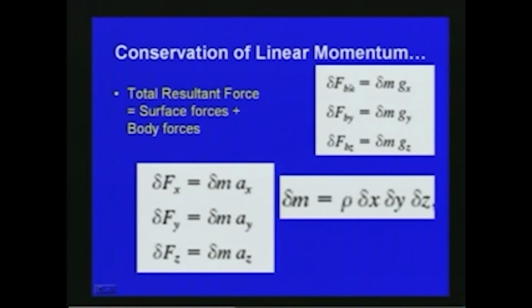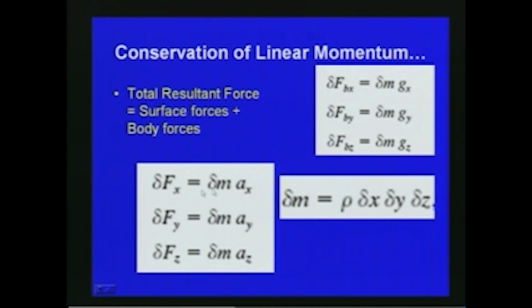Now as we have seen, the total forces include surface forces and body force. The body force, as I mentioned, is with respect to the acceleration due to gravity, which we can also put in x, y, z directions. So the body force in the x direction, delta Fbx, will be mass into acceleration due to gravity in the x direction, so delta m into gx. In the y direction, delta Fby is equal to delta m into gy, and delta Fbz is equal to delta m into gz. So these are the body force components in the x, y, z directions.